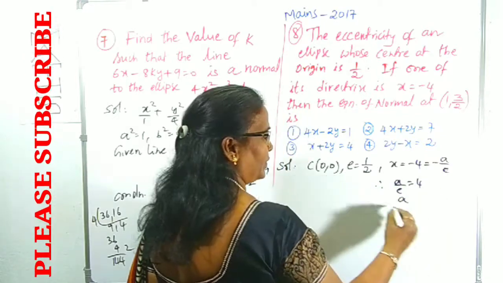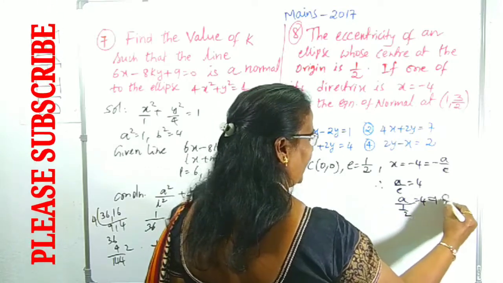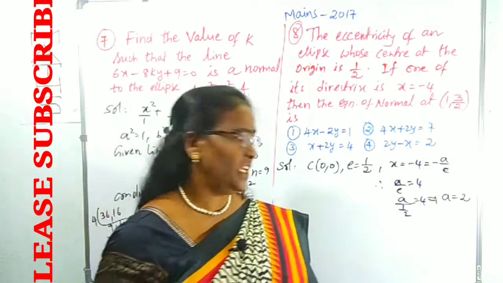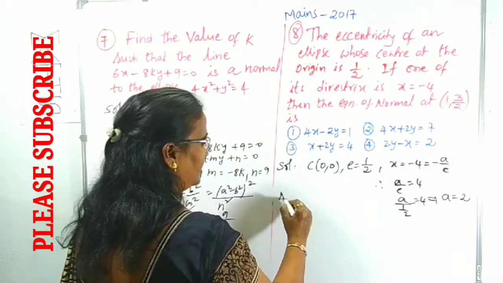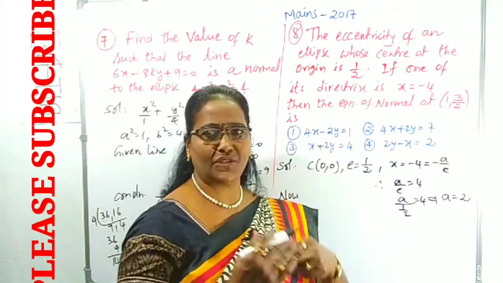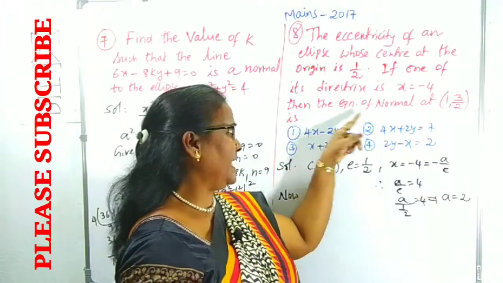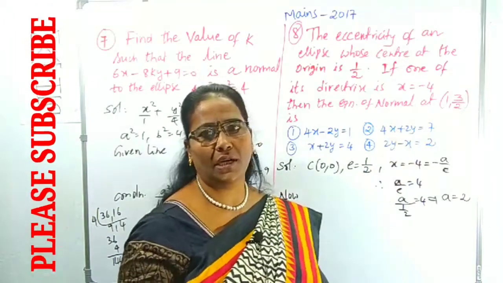e is 1 by 2, already there. a divided by 1 by 2 is equal to 4. Therefore, a is clearly 2. We got the a value, we got the e value. Directrix I used, eccentricity I used. Then what is it asking? The equation of the normal at one point. What is that point? (1, 3 by 2).